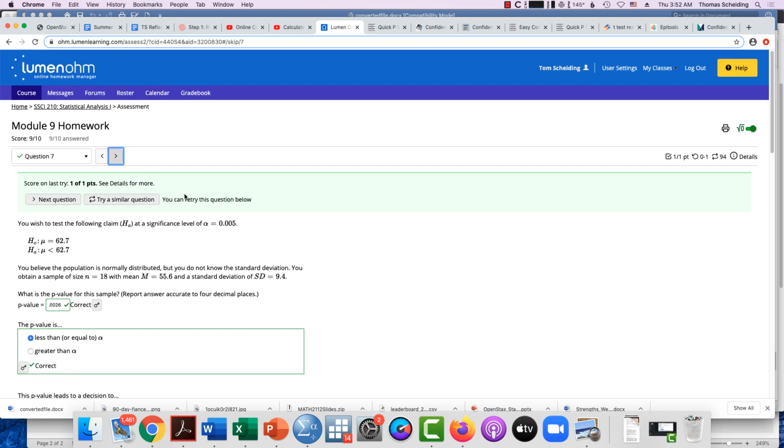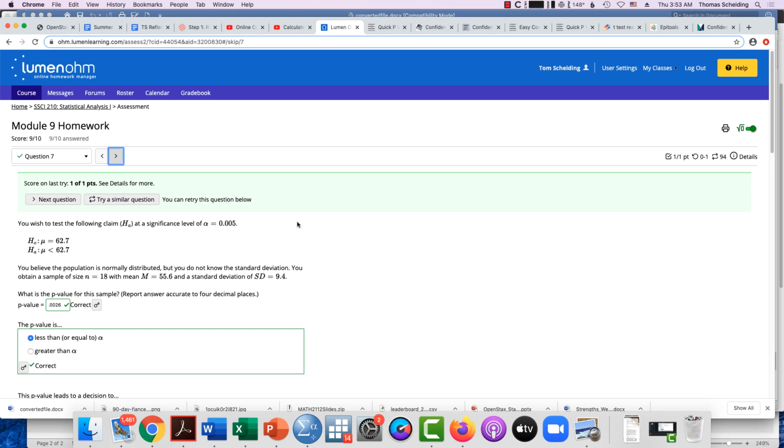Now, in number 7, what I'm looking at here is I need to find my single sample confidence intervals, because I have a single sample here where I have n as 18, that's my sample size, mean of 55.6, standard deviation of 9.4, significance level would be the 99.5% confidence or significance of 0.005, and then my population. So I need to calculate the p-value from that.